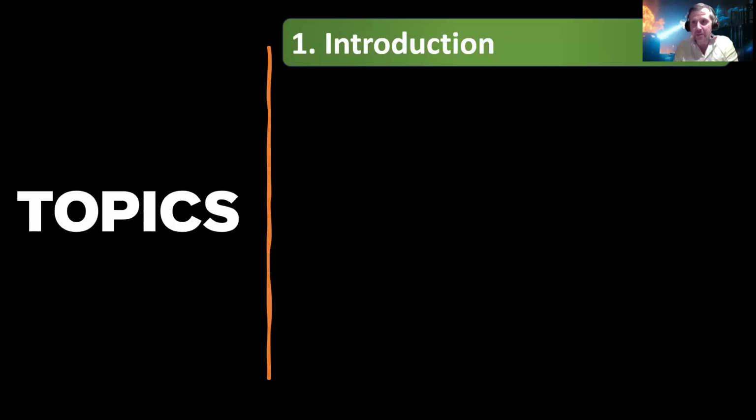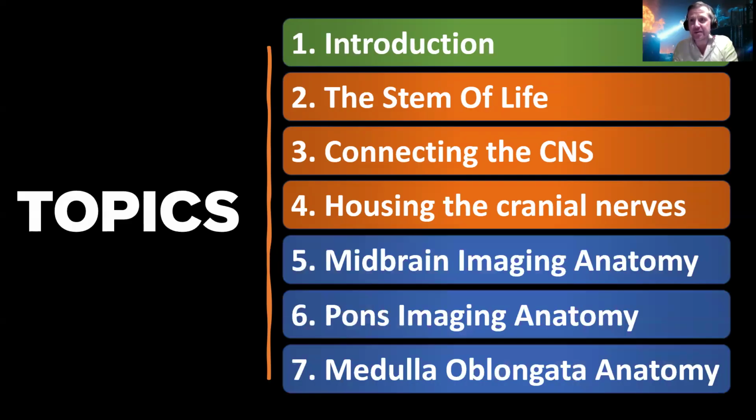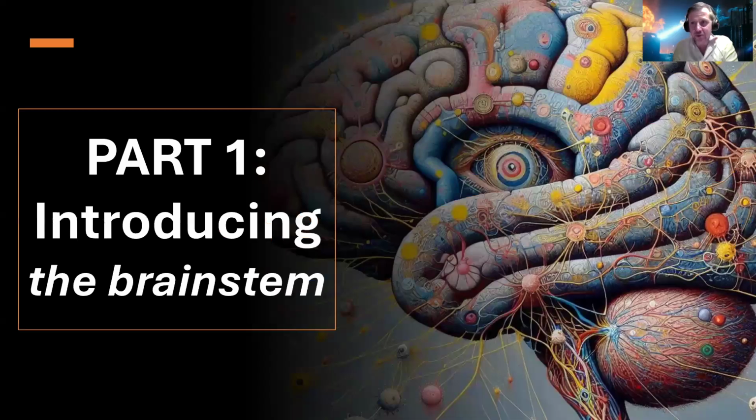So what are going to be the topics of today? I'm going to start with a short introduction. Then there are going to be three short sections dedicated to specific brainstem functions: the functions that are vital to life, the fact that the brainstem connects all parts of the central nervous system, and the fact that most of the cranial nerve nuclei are located in the brainstem. And then I'm going to discuss the specific anatomy of the midbrain, the pons, and the medulla oblongata. So let's get started with a short introduction.